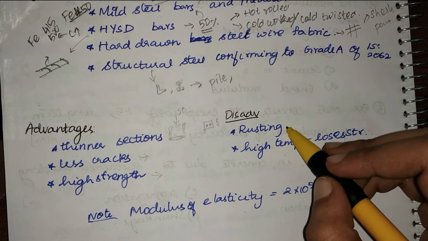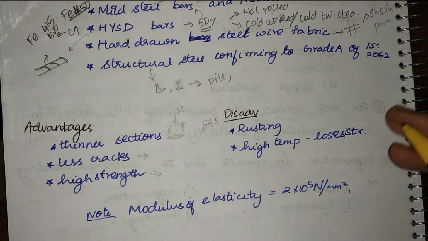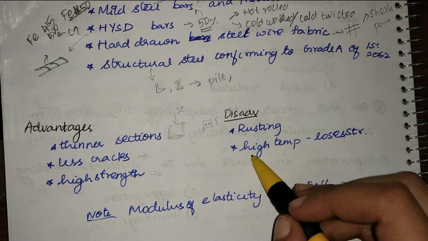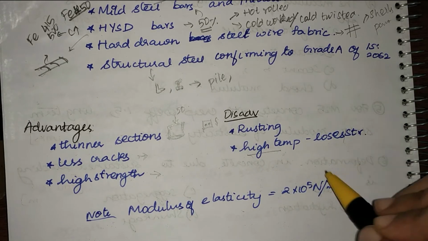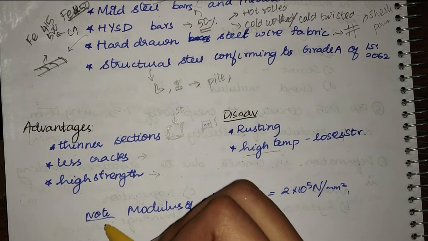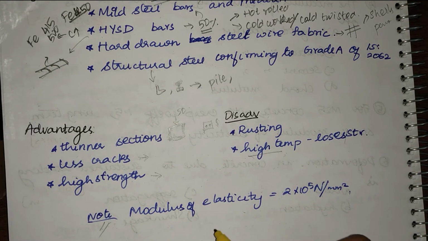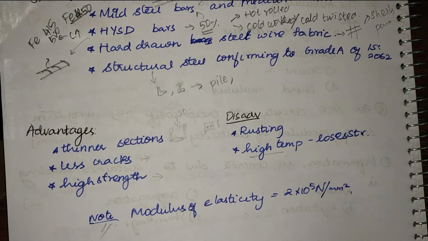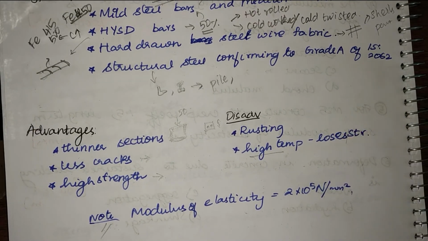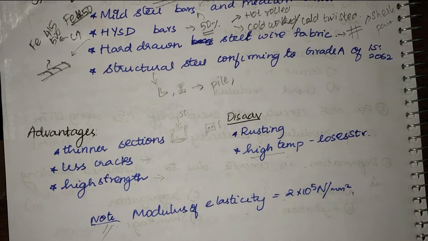Disadvantages are, it may be subjected to rusting if it is exposed to the environment, and also when it is subjected to high temperature it loses its strength. Another property to note here is the modulus of elasticity of any steel, be it mild steel or HYSD bar, it is 2 into 10 power 5 Newton per millimeter square.